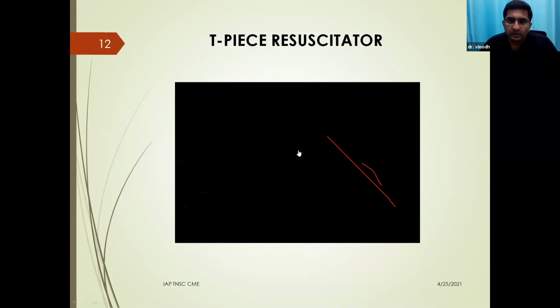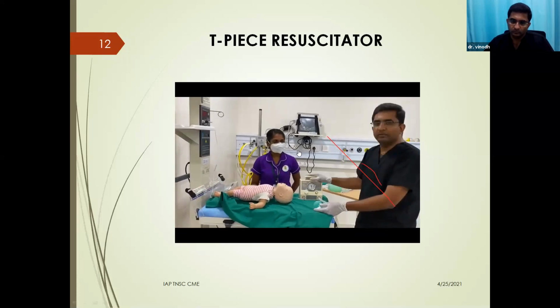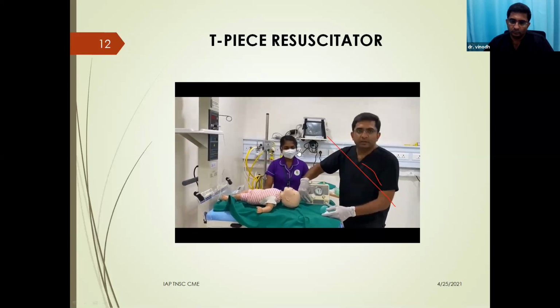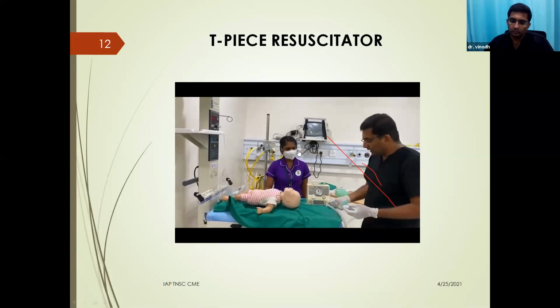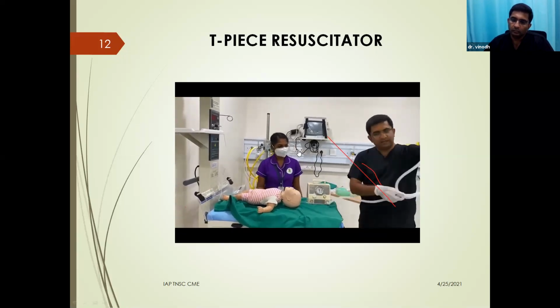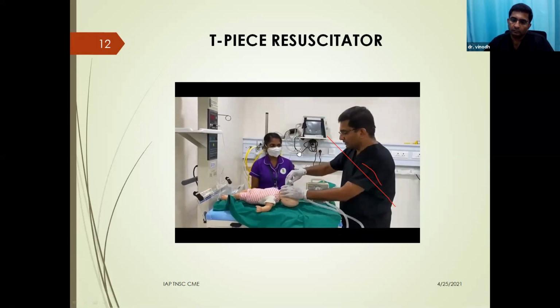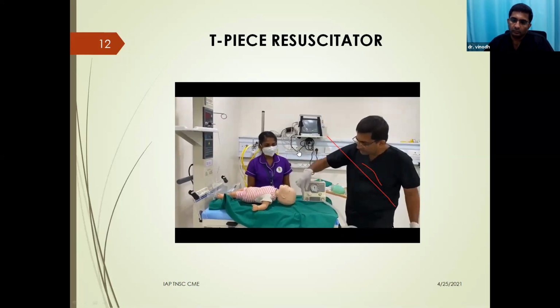A few words about the T-piece resuscitator. I just wanted to show the T-piece resuscitator. It's an alternate way of giving positive pressure ventilation. This is the gas inlet where we are supposed to give the inlet of gas. We can give a flow of 5 to 15 liters per minute. This is the outlet, and this tubing has to be connected and the mask has to be placed over the baby's mouth and nose. This is the outlet valve. This one is the inlet for the gas.